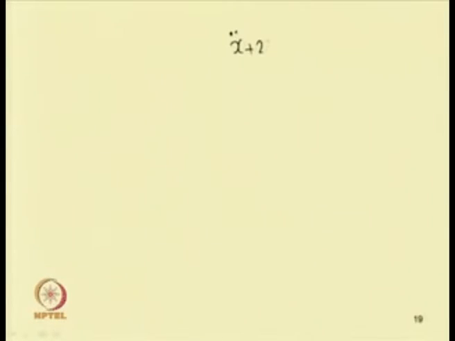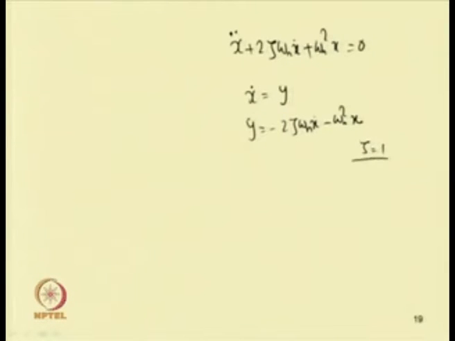Let us take the simple single degree of freedom system. Our equation is x double dot plus 2 zeta omega n x dot plus omega n square x equal to 0. This equation I can write in this form: x dot equal to y and y dot equal to minus 2 zeta omega n y minus omega n square x. Taking zeta equal to 1, we will have repeated roots. So, our equation reduces to x dot equal to y and y dot equal to minus 2 omega n y minus omega n square x.